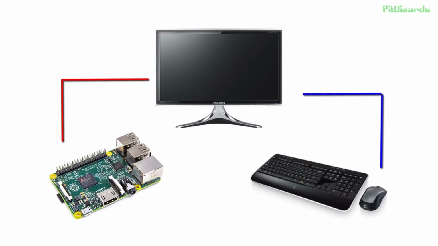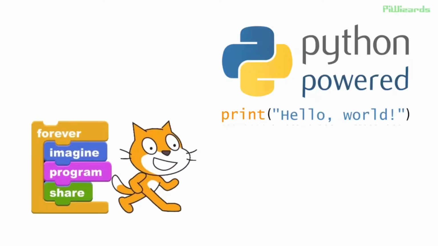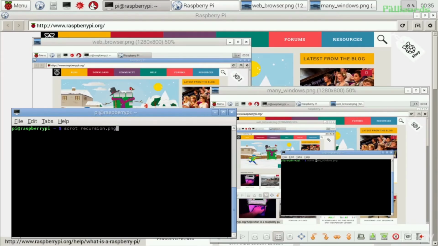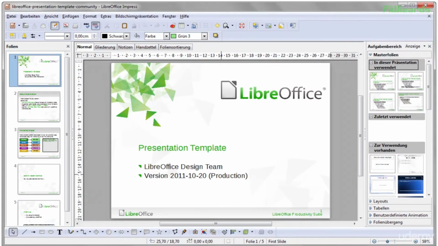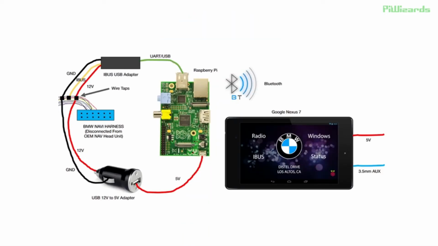It is a capable little device that enables people of all ages to explore computing and to learn how to program in languages like Scratch and Python. It is capable of doing everything you'd expect a desktop computer to do, from browsing the internet and playing high-definition video to making spreadsheets, word processing and playing games. What's more, the Raspberry Pi has the ability to interact with the outside world.